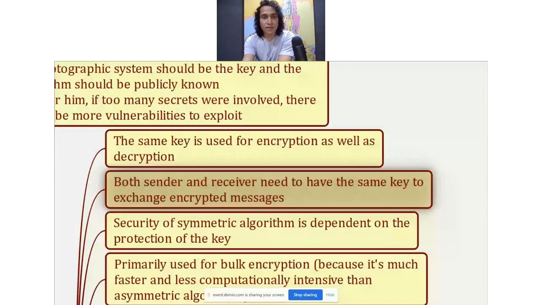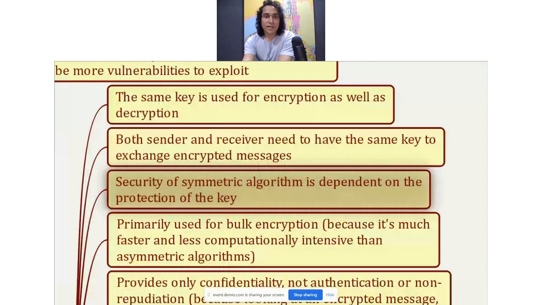Both sender and receiver need to have the same key to exchange encrypted messages, right? I just explained that. Security of a symmetric algorithm is dependent on the protection of the key, because like I had said earlier, most of the algorithms are public. So the only way a symmetric algorithm is secure is how secure your key is, how securely you have managed or exchanged the key. If the key is compromised, then the game is over.